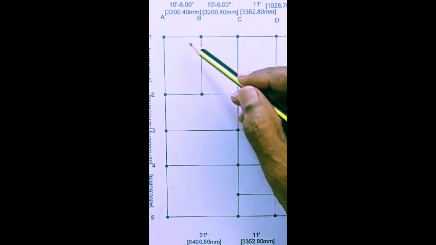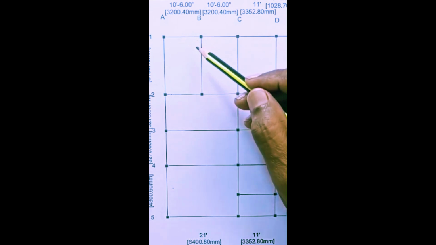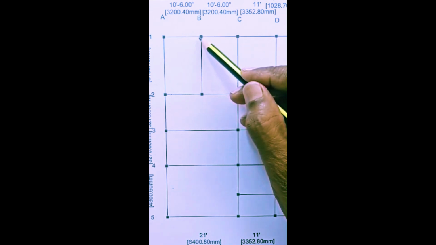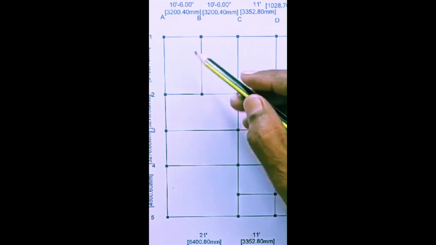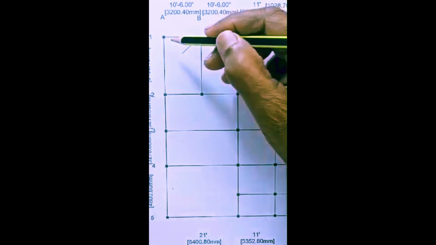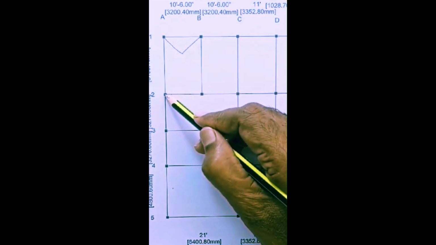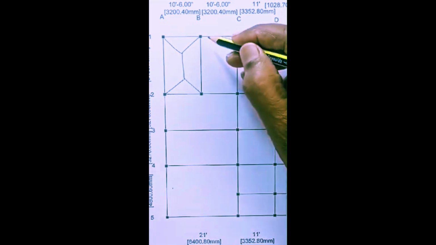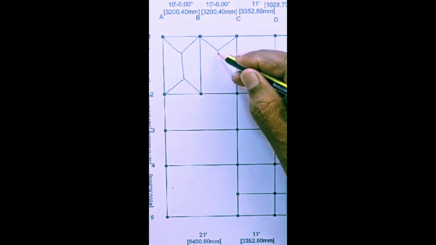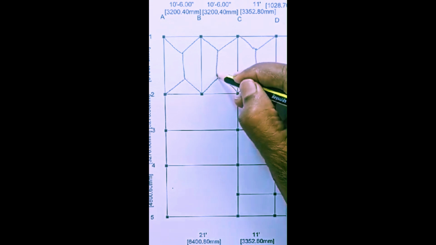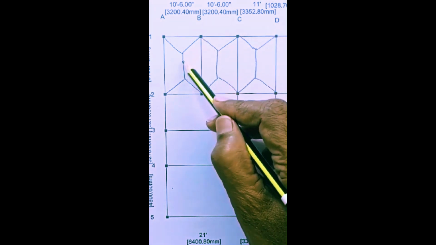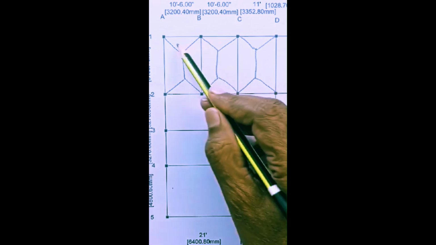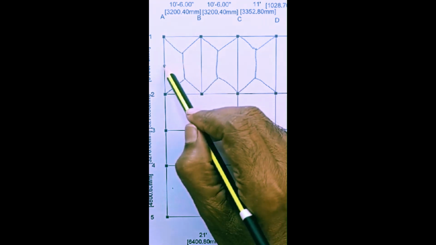The slab load goes to the beam. It is assumed that the slab portion near the beam gives the load to the beam. For this, draw a 45-degree line here as well as here, and link this with a line. Here also the same. Likewise, in all the places, this part of the slab gives the load to this beam, and this part of the slab transfers the load to this beam.